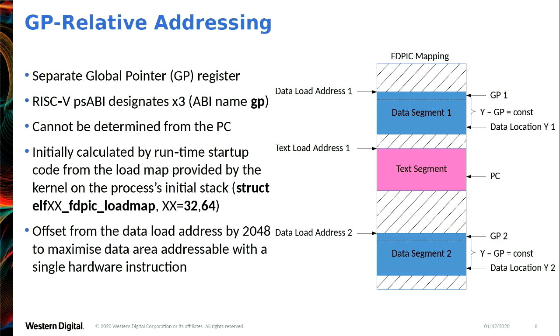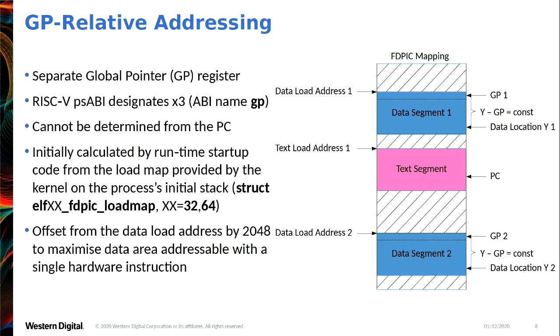So we define a separate global pointer register. Some other architectures actually have this already defined in the ABI. We have this reserved in the RISC-V psABI, which is the X3 register, using the ABI name GP. It's not been used so far, however, so we will be using it for this ABI extension. The value of the global pointer, as I previously noted, cannot be determined from the PC. So it has to be calculated somehow and provided externally.